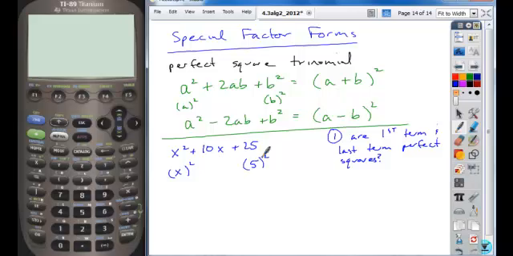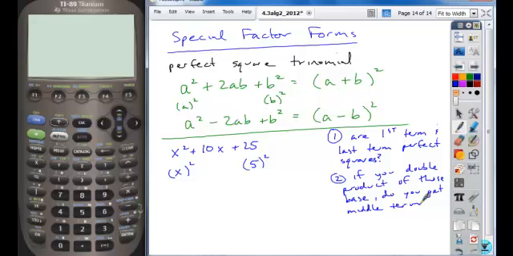Yes. Okay. Then next, what you would look to do is see if you double the product of those bases. Do you get the middle term? Okay, so if you look at this, 5 times x is 5x. If you double that, do you get this middle term of 10x? Yeah.